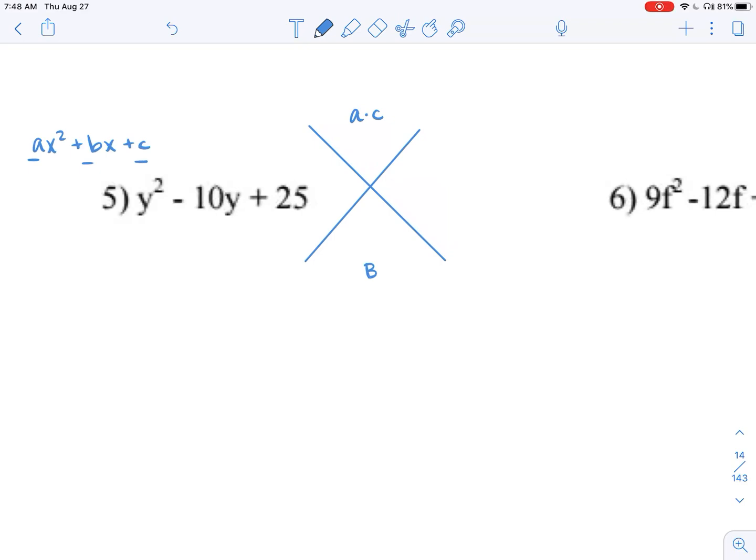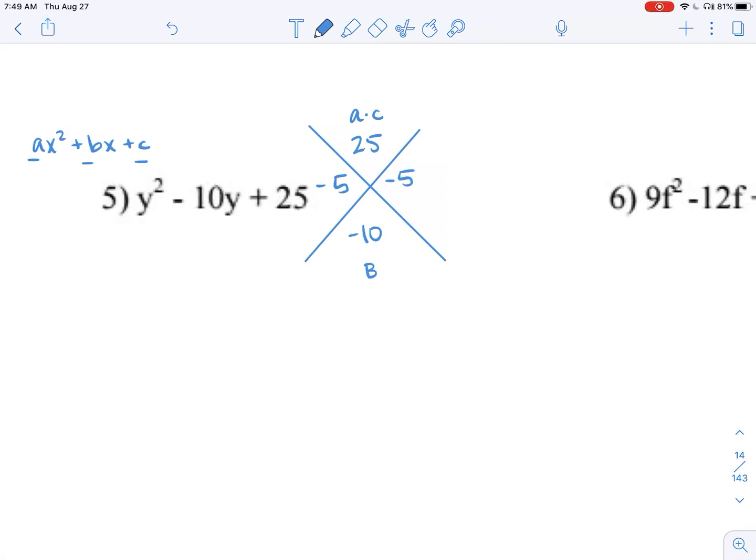So 1 times 25 will give me a positive 25, and I'm going to have a negative 10 down below. What two numbers will multiply to give me a positive 25 and combine through addition to give me a negative 10? My factors of 25 are 1 and 25, 5 and 5. 5 times 5 will give me 25, but they add to give me a positive 10. But if I make them both negative, then negative 5 minus 5 gives me the negative 10, and negative 5 times negative 5 gives me the positive 25.